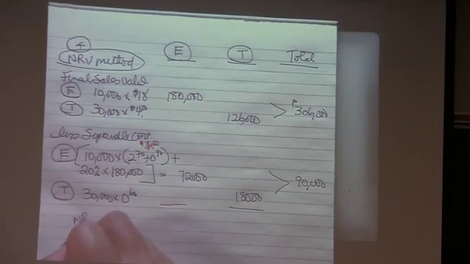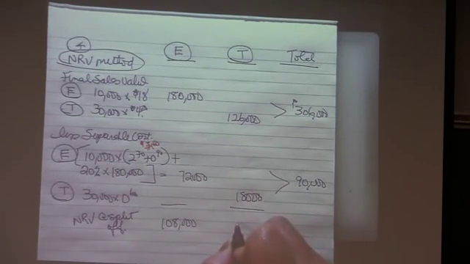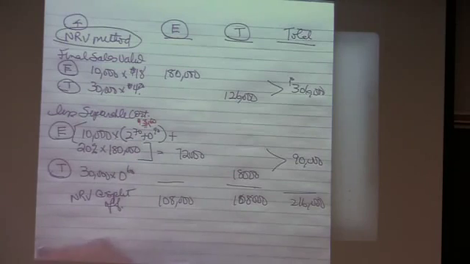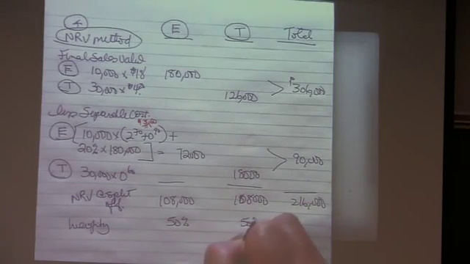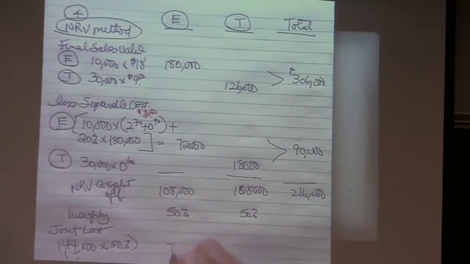So the NRV at split off is going to be 108, and this is 18,000. So this is 108 as well. And of course, that means it's a 50-50 split, right? So the weighting is 50%. So we're going to take the joint cost of 144 times 50%. Gives me 72 and 72.